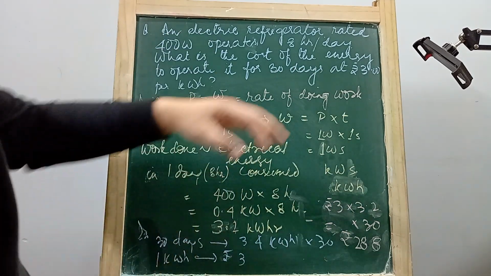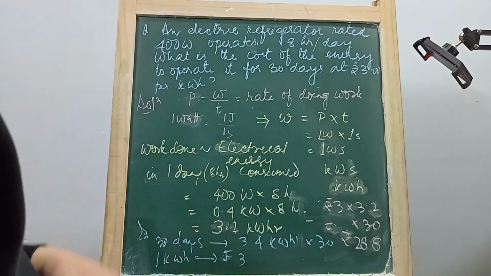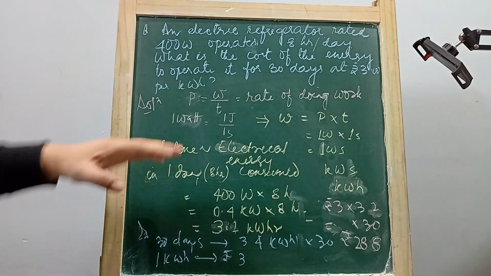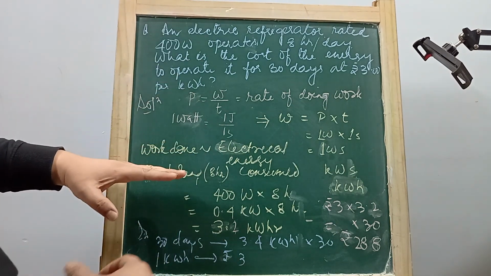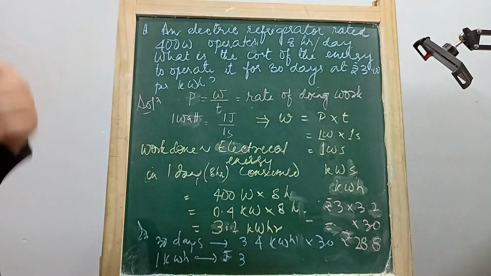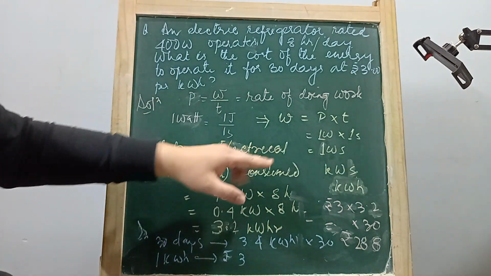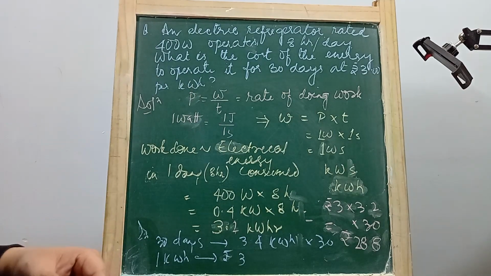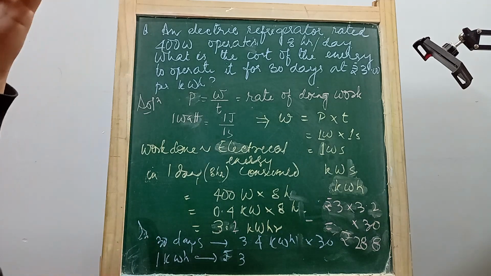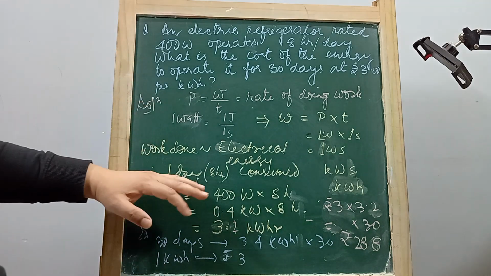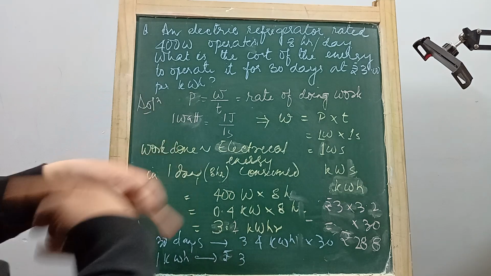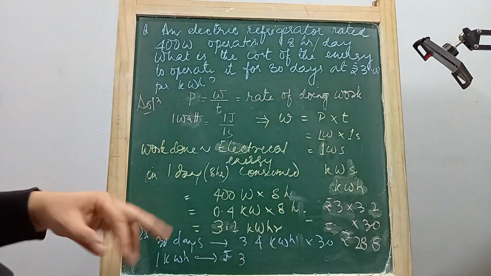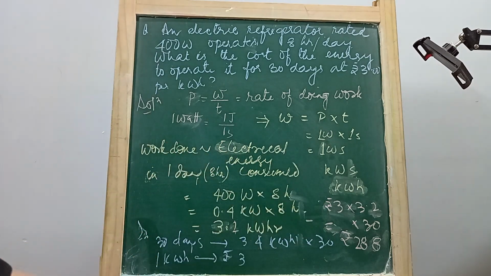Before calculating how much it will cost, let's calculate how much energy the electrical appliance will consume. Work done by the machine means how much electrical energy is consumed. So work done is equivalent to the electrical energy consumed in 1 day. In the question, the machine is not running for the whole day. We are just running it for 8 hours. Only 8 hours the machine is working.